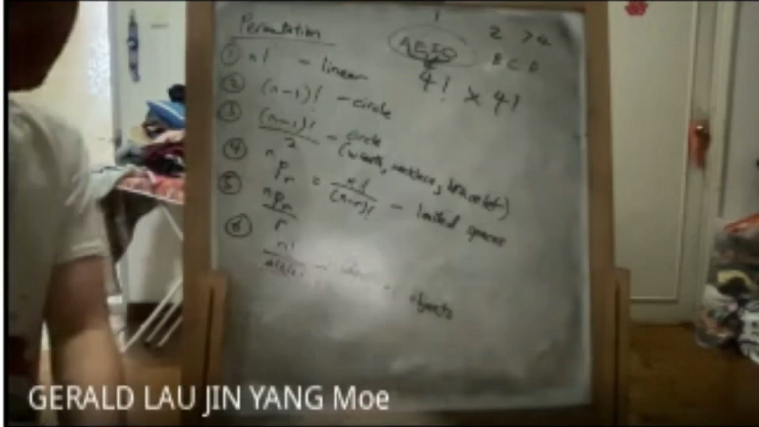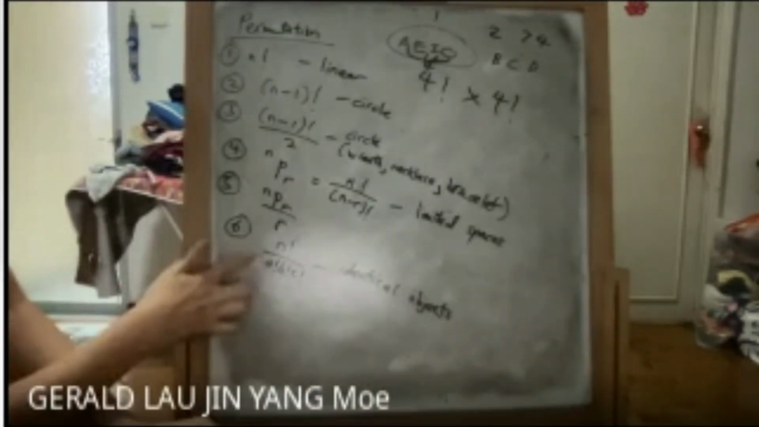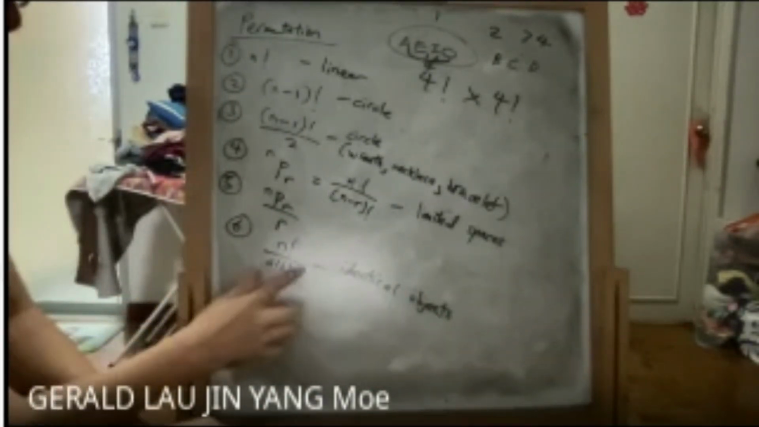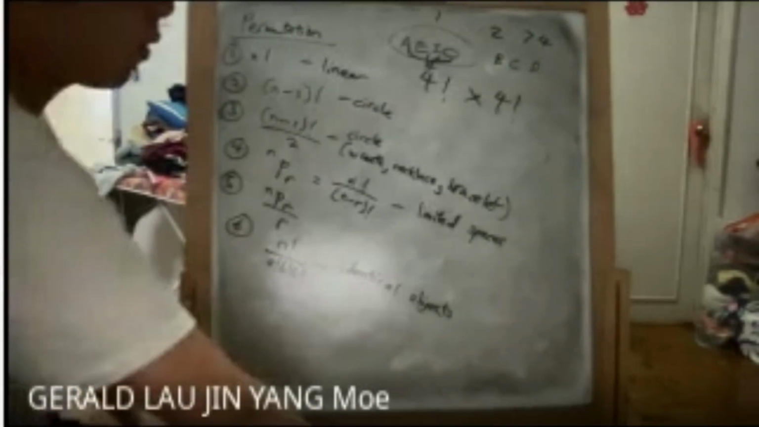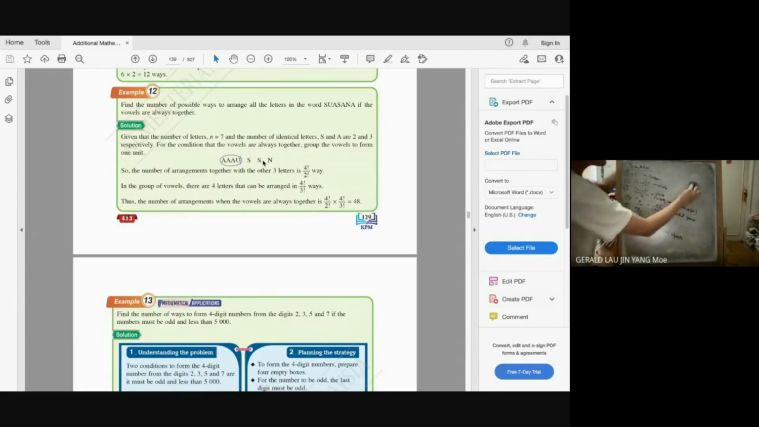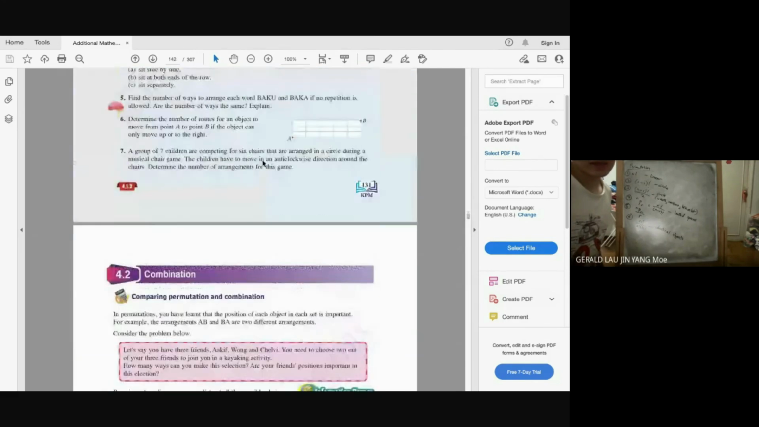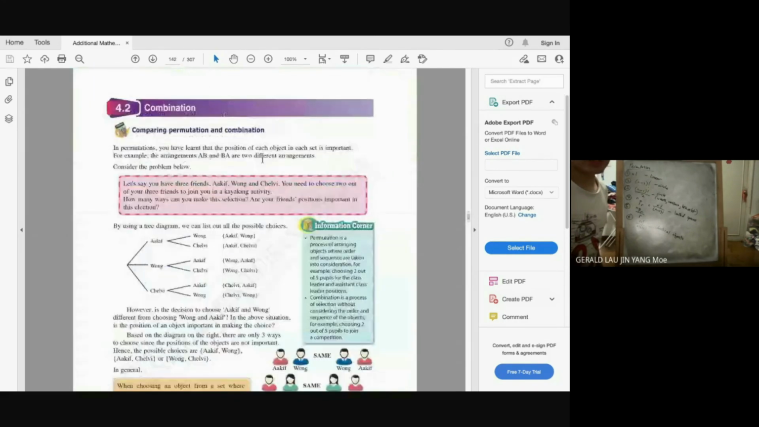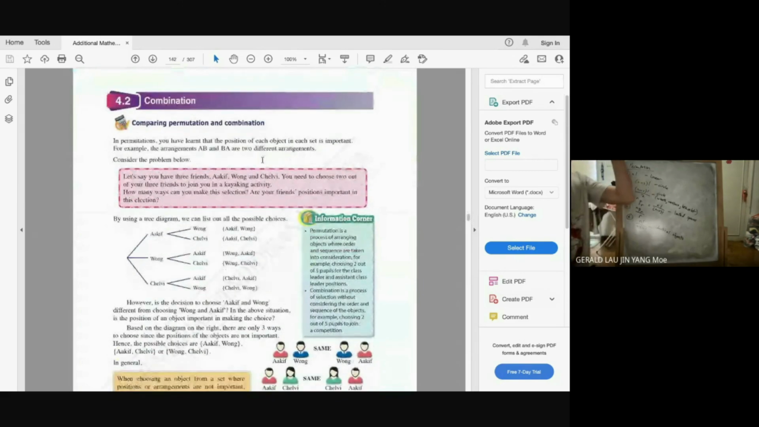If there's identical, then look at this 6 formula. You have to divide A factorial, B factorial, C factorial. Okay, combination is easier because for combination you don't have to care about arrangement already. That's all for permutation. Permutation means that the arrangement matters, but for combination, the arrangement does not matter.